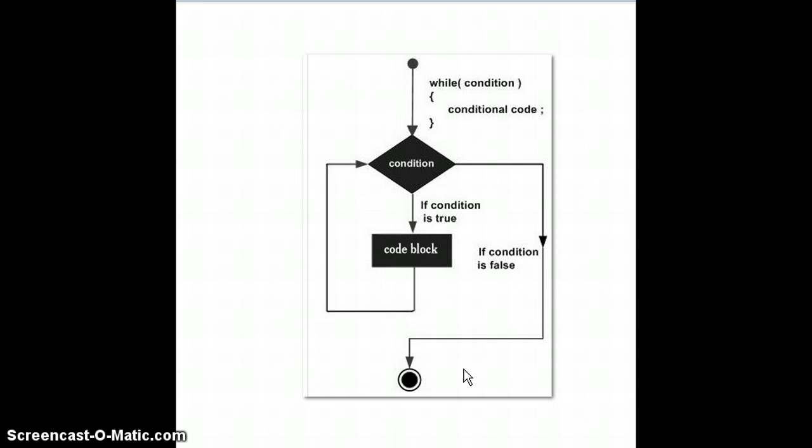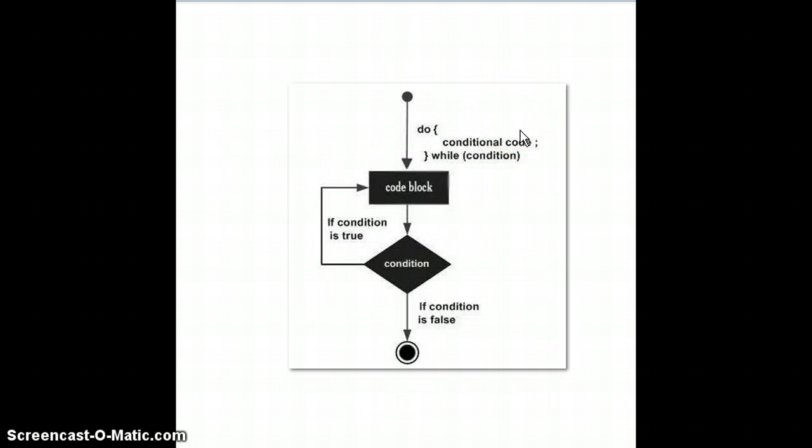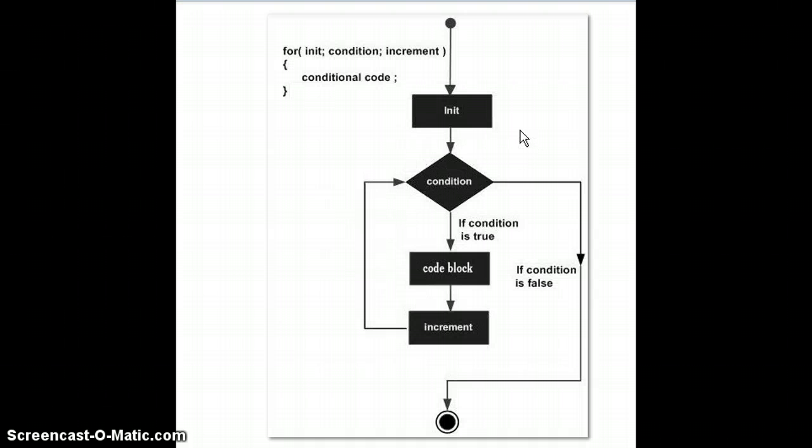So, back to the original post. To summarize: you use while when you want to check the condition first, see if it's true, then do the code. If it's false, then just go. You use do while if you want to check the condition after the code. And you use for when you have a determined number of times that you want it to repeat itself.